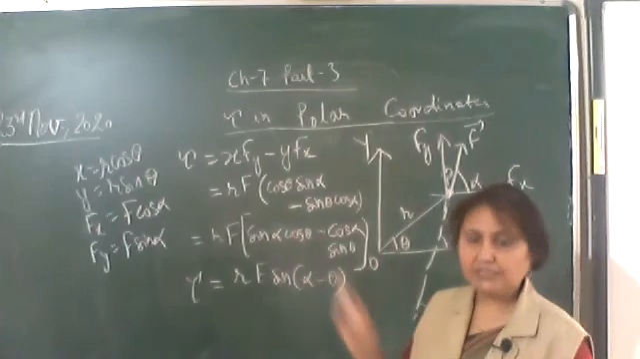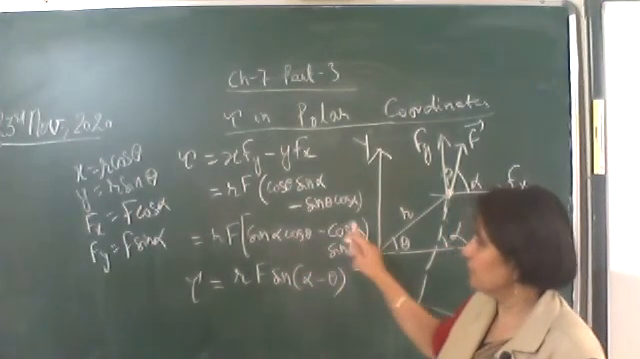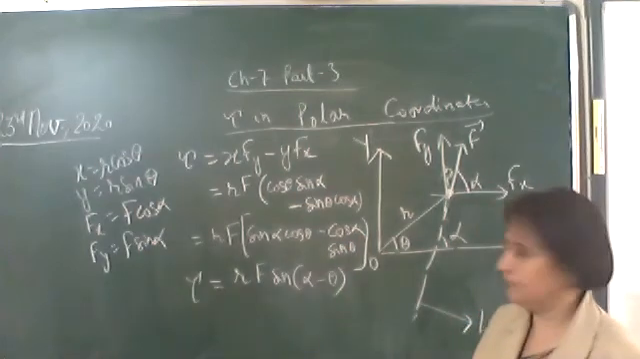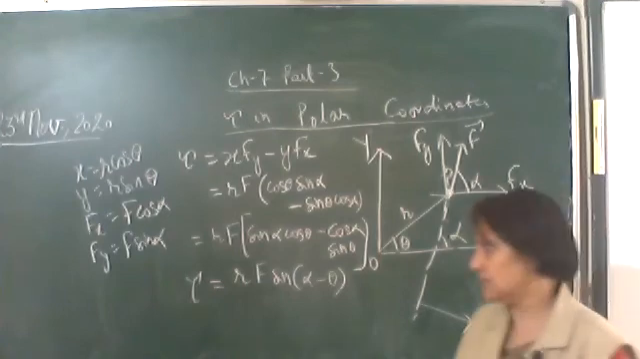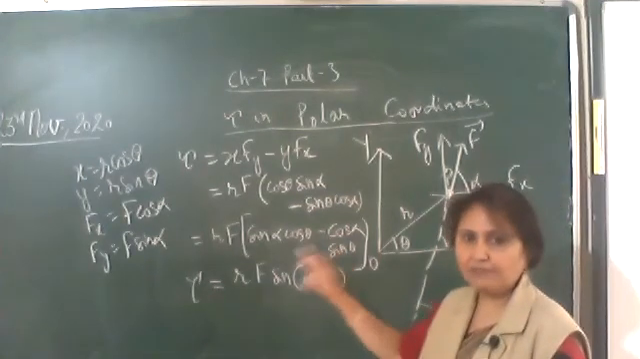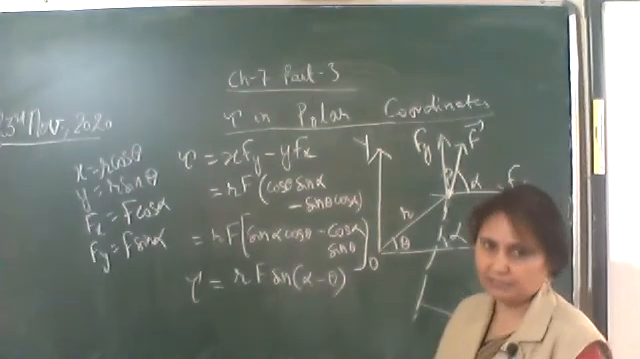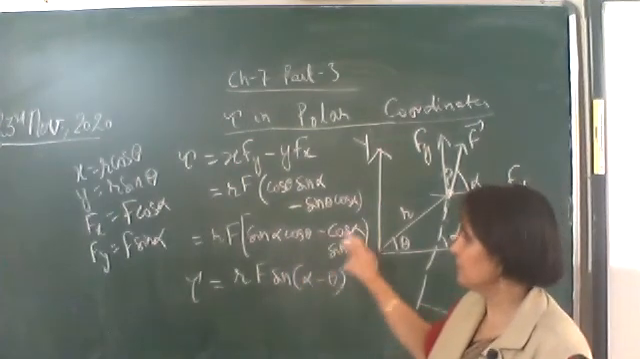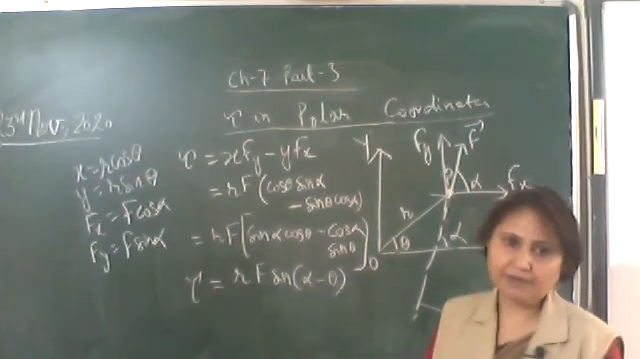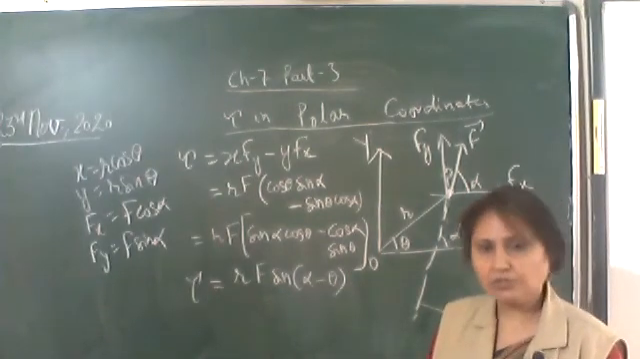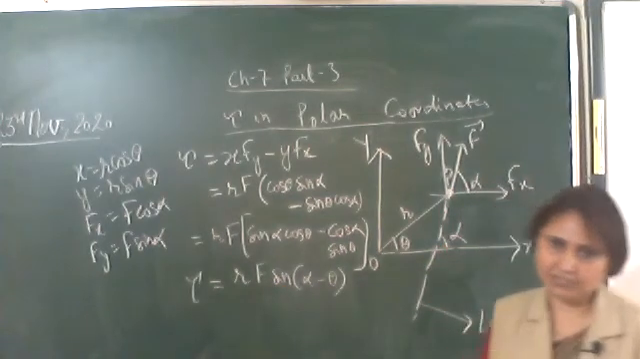If you have studied this, I think in class 10th you have studied this formula: sin A cos B minus cos A sin B is sin(A minus B). If you haven't studied, note it down. So here sin alpha cos theta minus cos alpha sin theta can be written as sin(alpha minus theta). So tau is equal to r into f into sin(alpha minus theta).